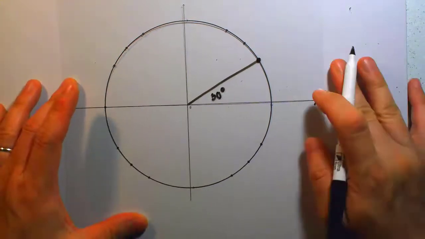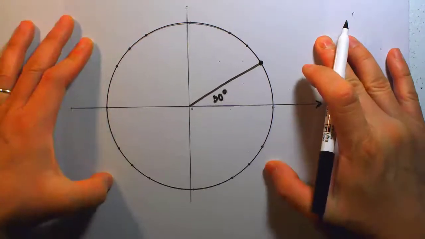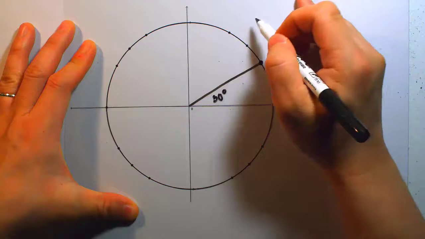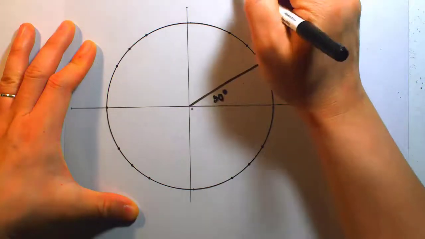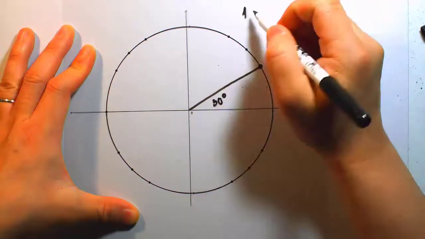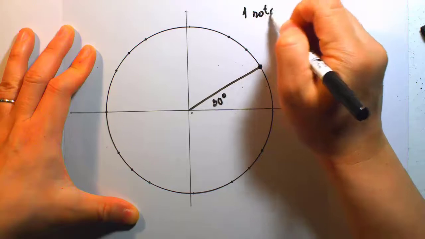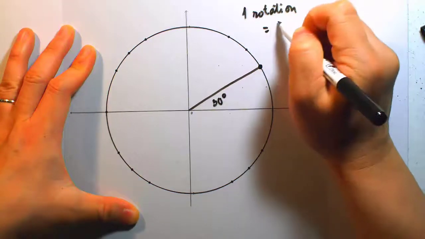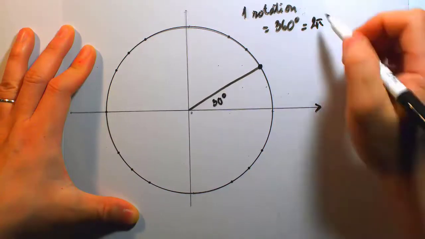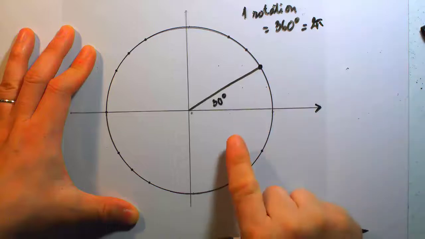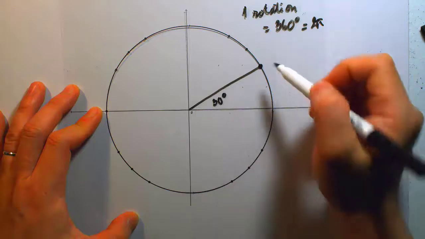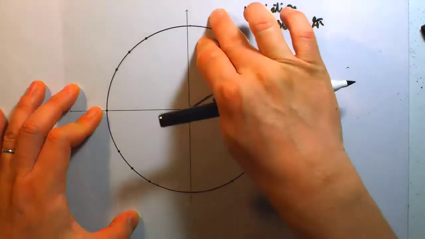Now let's turn back to my paper here, which has the picture of the unit circle. Remind yourself that one complete rotation, or one cycle, equals 360 degrees, or equals 2 pi in radians. So this is degrees, this is radians, and right now, to explain the concept, I'm looking at the degrees convention.